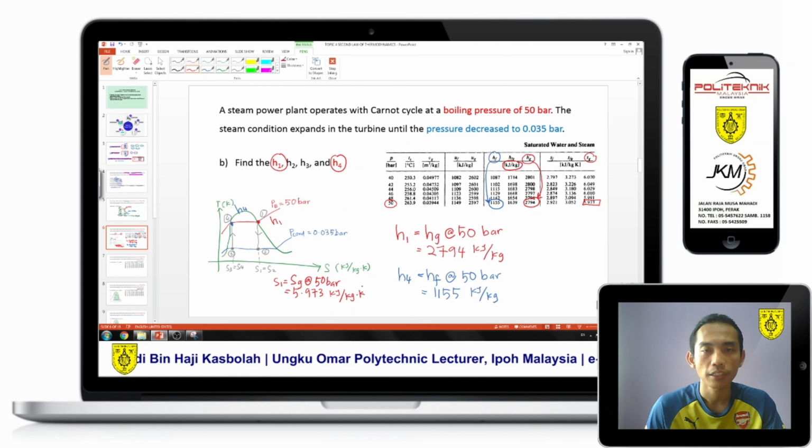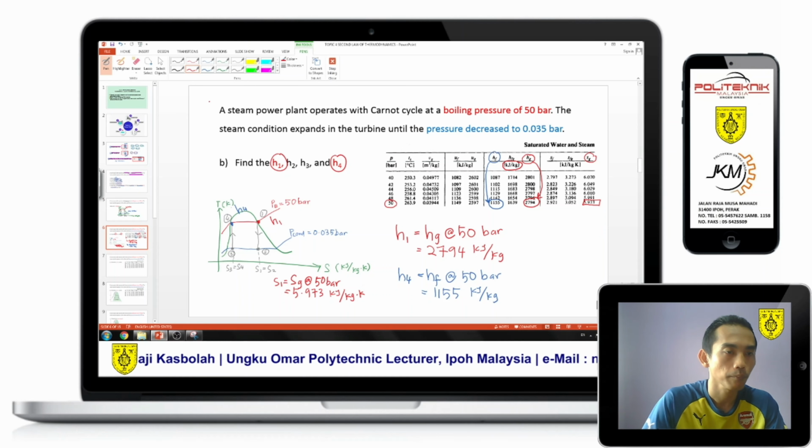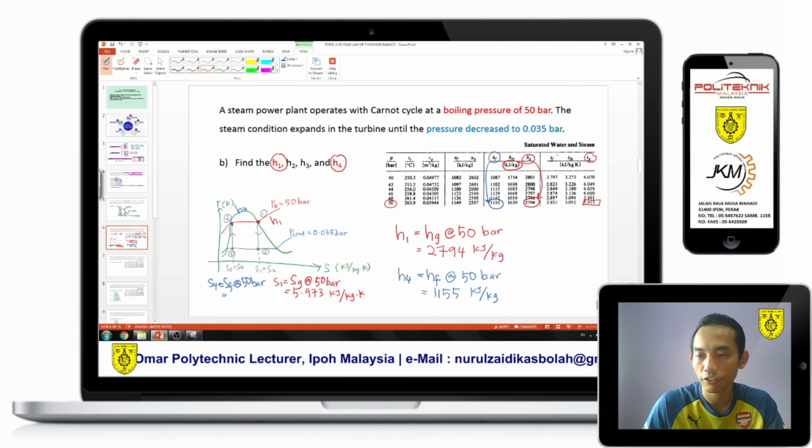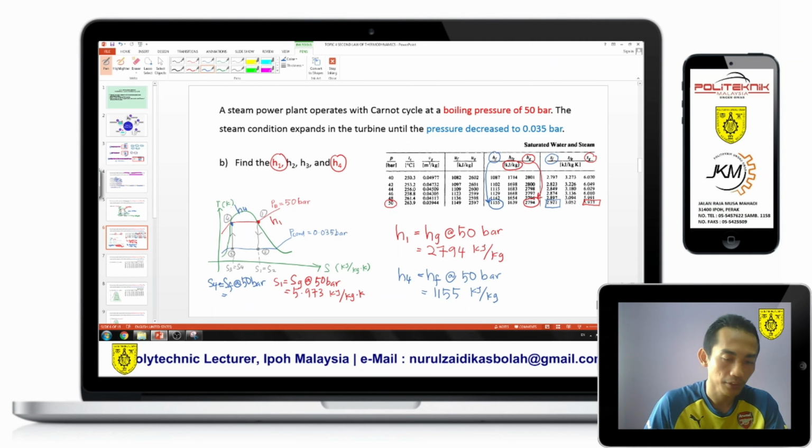Also, we can find the entropy at point number 4. S4 equals Sf at 50 bar. Sf at 50 bar is 2.921 kilojoule per kg dot Kelvin.